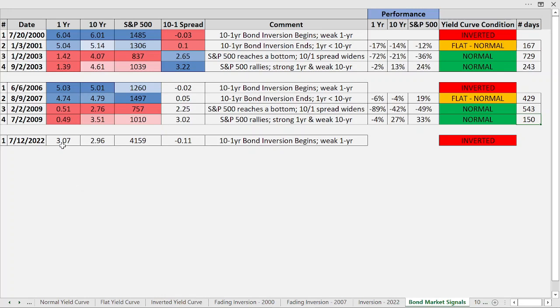But where we are now, the 1-year pays at 307, the 10-year pays at 296. We have an inverted bond market. Essentially, we're still at stage 1. In the year 2000, we were in stage 1. In the year 2006, we were in stage 1. The bond market is still inverted. Remember that the stock market did not collapse until the inversion went away. And then the 1-year bond started to travel much, much further down than the 10-year did. So a 72% decline in the 1-year bond, an 89% decline in the 1-year bond. That's in 2003 and 2009, respectively. But we're not even close to being there yet. So it's going to be very interesting to see.